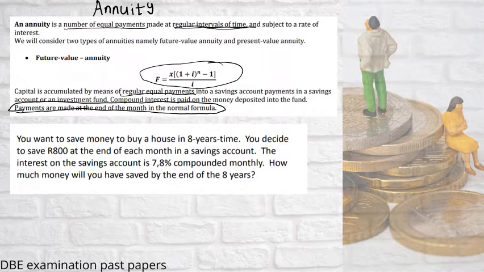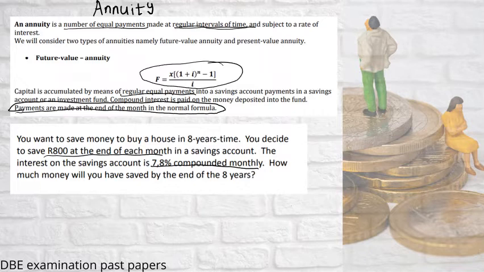They said you want to save money to buy a house in 8 years' time, right? The person decides to save 800 at the end of each month in a savings account. The interest on the savings account is 7.8% compounded monthly. Very important. How much money will you have saved by the end of 8 years?